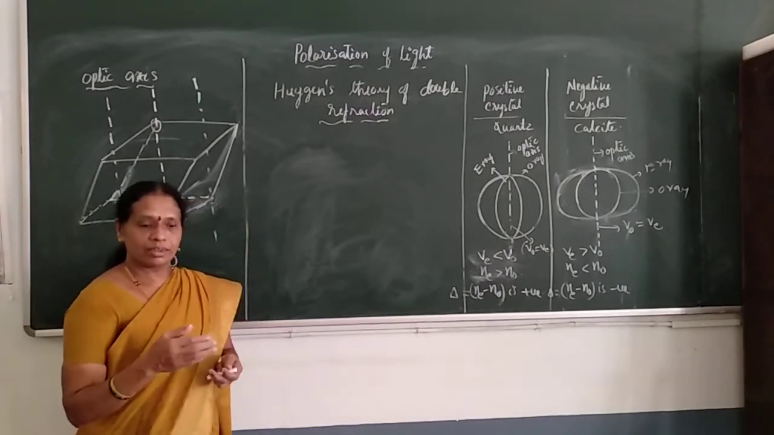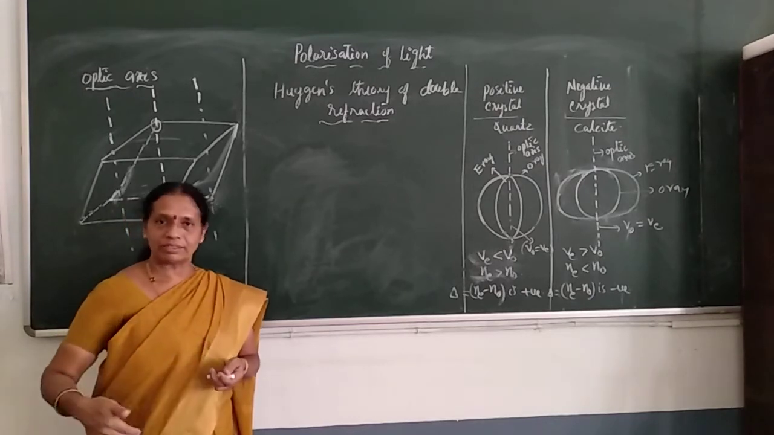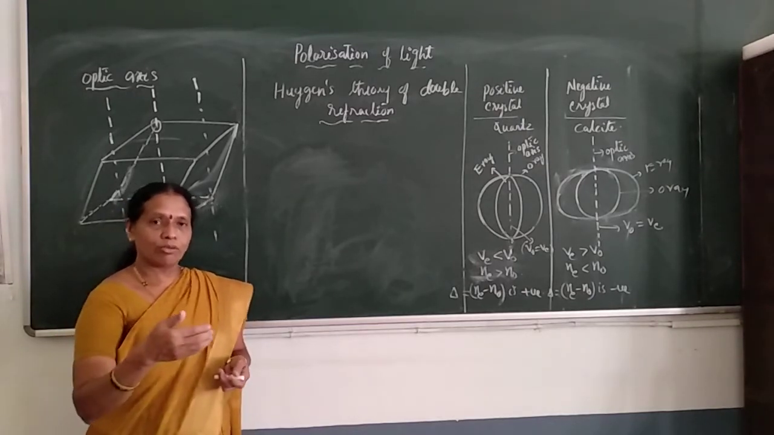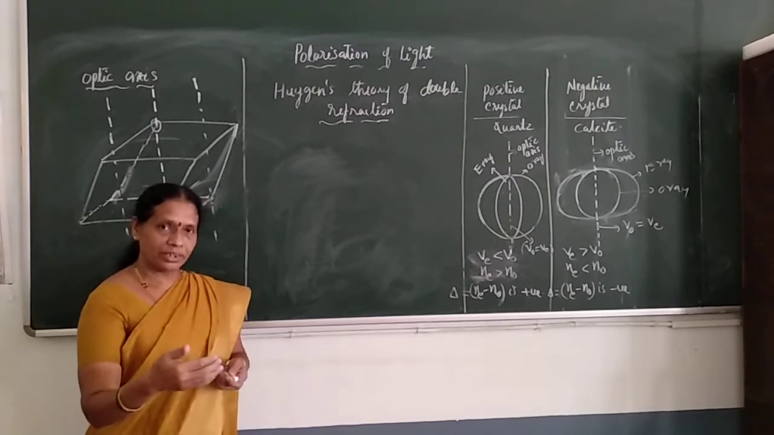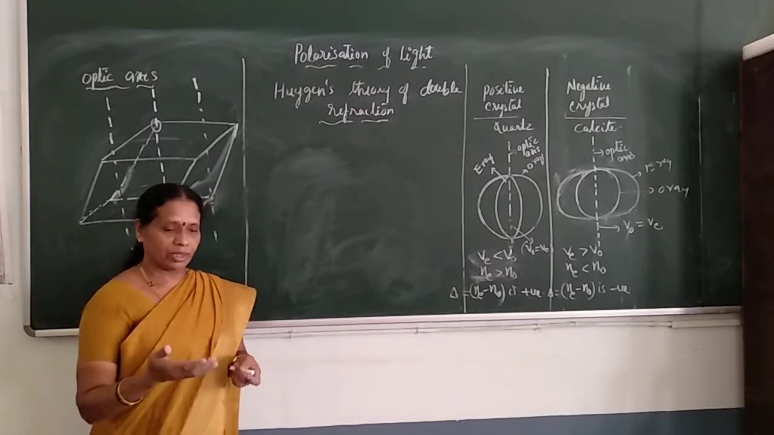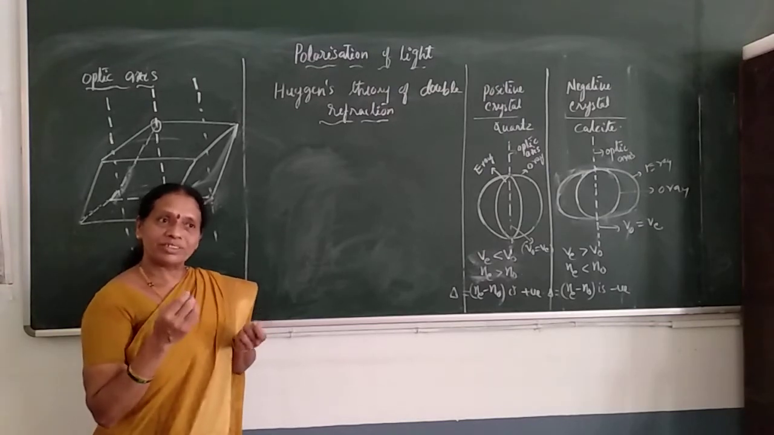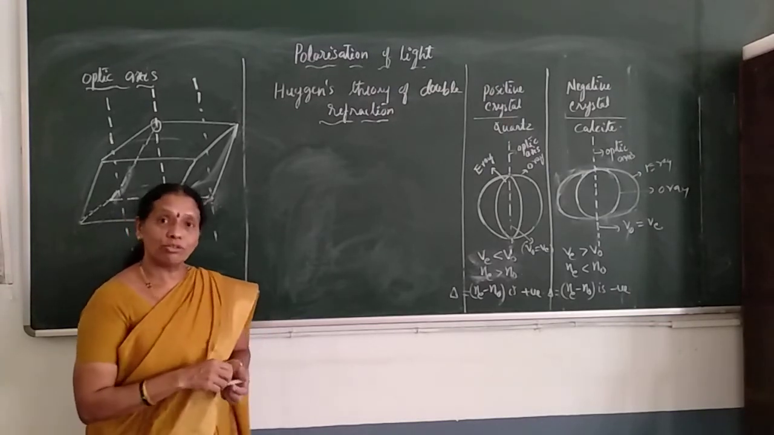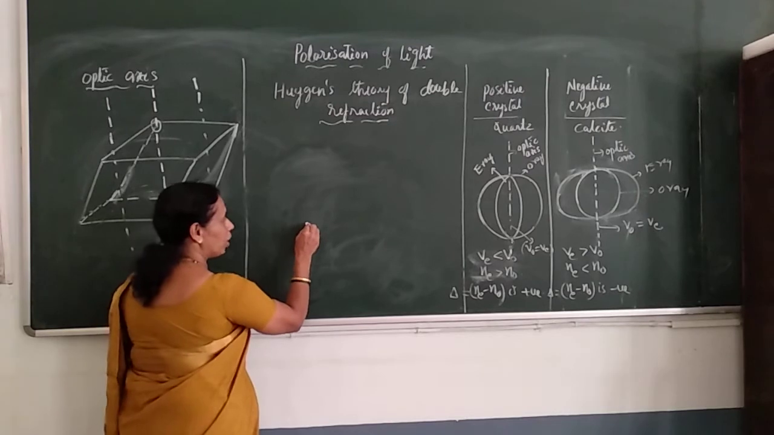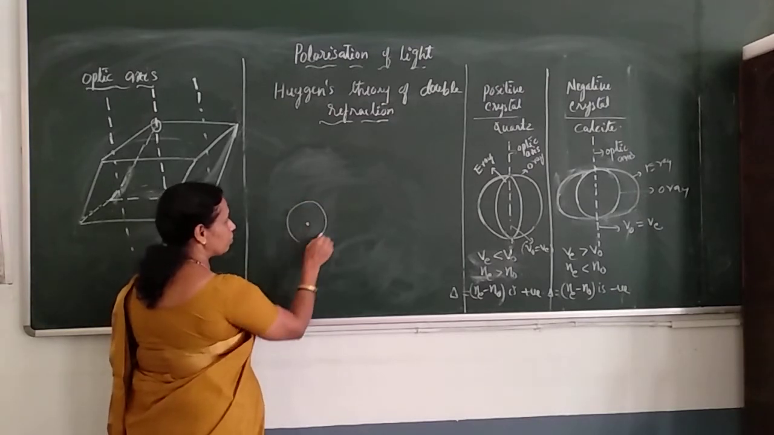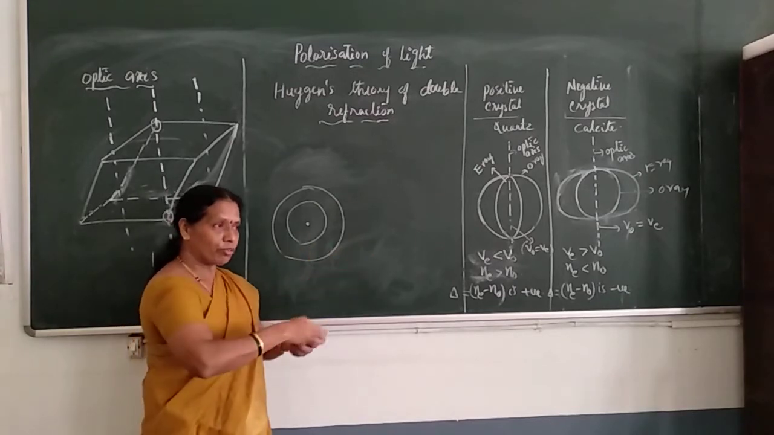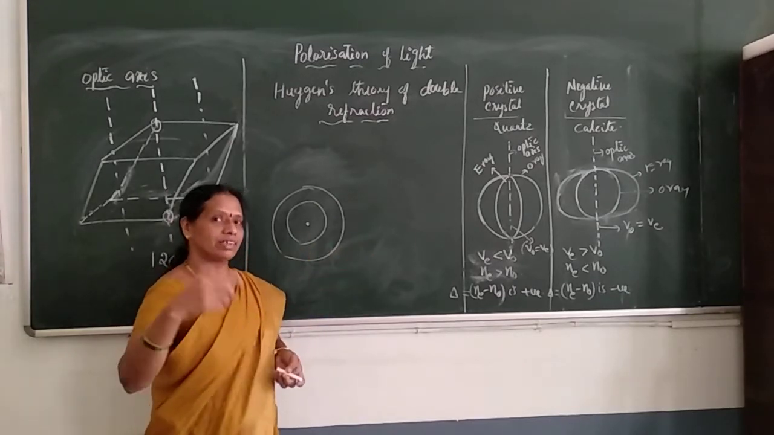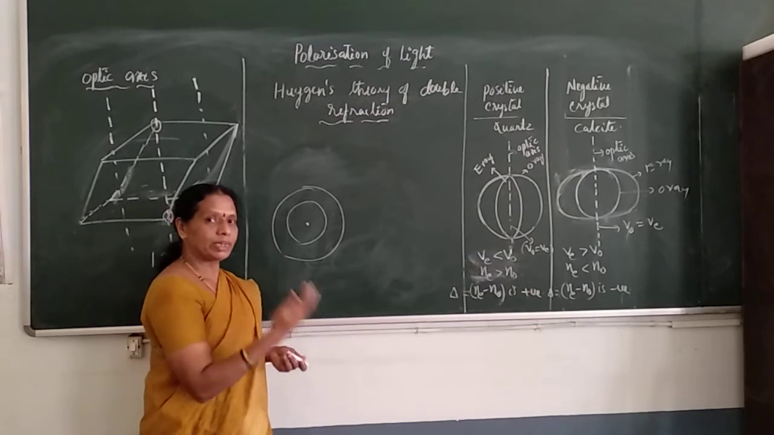Wavefronts are nothing but the locus of the points vibrating in the same phase. There are three types of wavefronts: spherical wavefront, cylindrical wavefront and plane wavefront. When the source is a point source, the wavefront is spherical in shape. The wave spreads out in the form of concentric spheres of increasing radius. So the wavefront is spherical in shape.